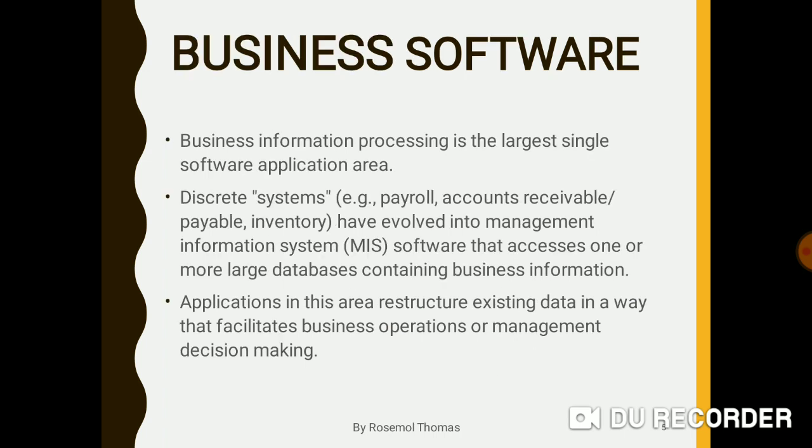The next category of software is business software. Business software, or business information processing software, is the largest application area of software development. All businesses need to have software to make their business move smoothly and efficiently. In the beginning it was discrete systems like payroll, accounts receivable, accounts payable, and inventory systems, but now all this has evolved into the MIS, that is management information systems, that have to access one or more large databases containing the business information.